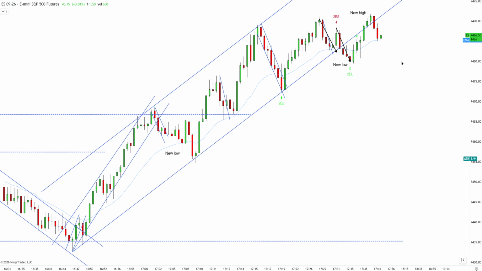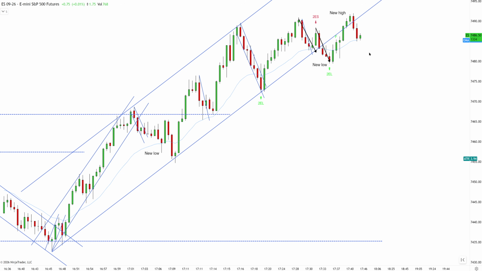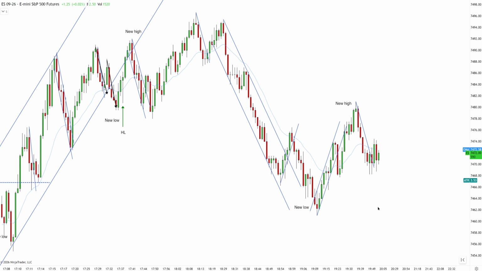So now I'm going to pause a little bit, looking to go long, and I'm going to wait for the next confirmed pattern. All right, traders, I came back from my break.